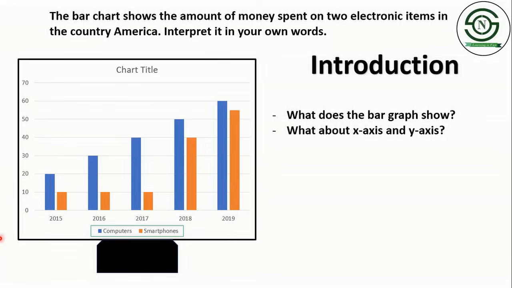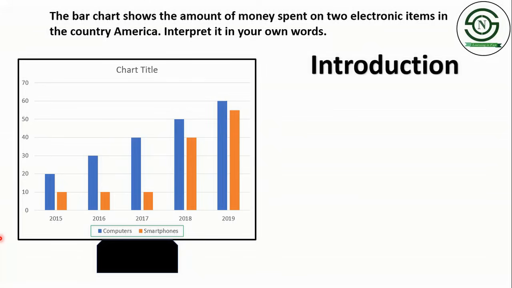In order to answer these two questions, you need to read the question properly because the question itself clarifies what the bar graph shows. So let me read the question once again. The bar chart shows the amount of money spent on two electronic items in the country America. Now, a very important thing to consider here is, please do not copy the sentence of the question as it is. When you are writing what the bar graph shows, do not copy the question as it is. Rather, you paraphrase it. That means you rewrite it in your own words.